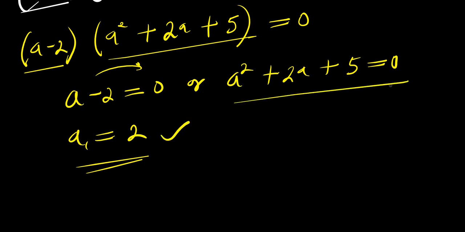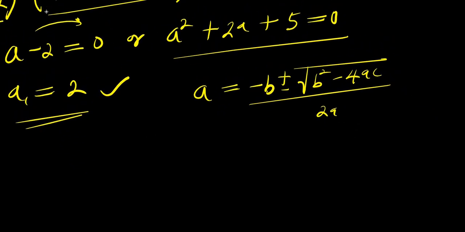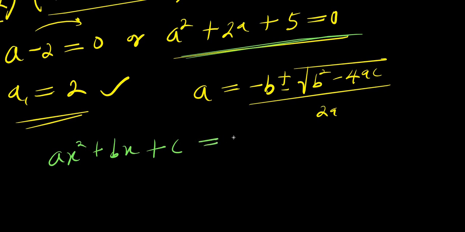Now to solve, this is a quadratic equation, and we are going to solve using the formula method. We write the formula in respect to a. So the formula is a equals negative b plus or minus the square root of b squared minus 4ac, divided by 2a. Now, for you to solve this, we need to compare this to the general quadratic equation, which is ax squared plus bx plus c equals 0.